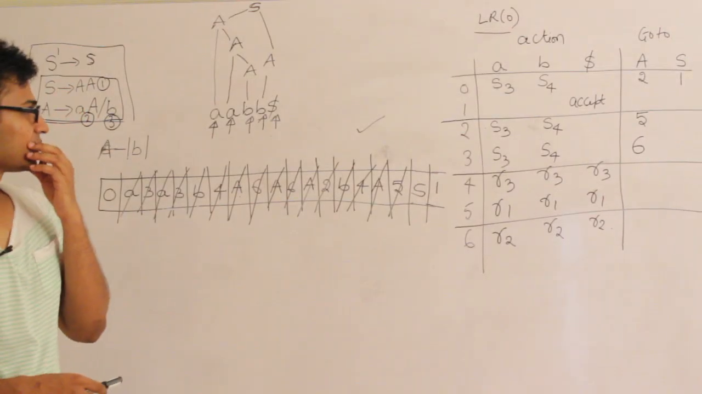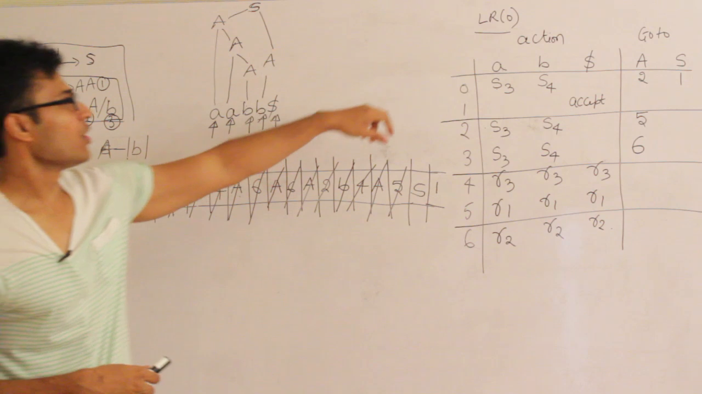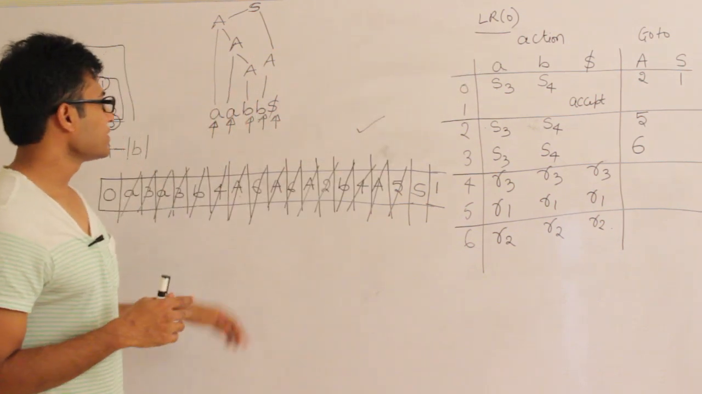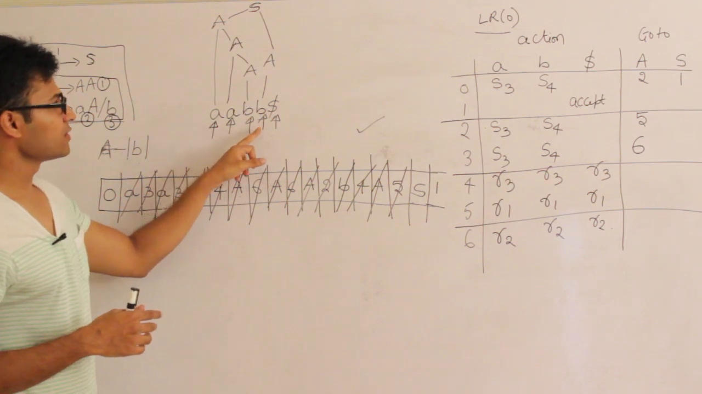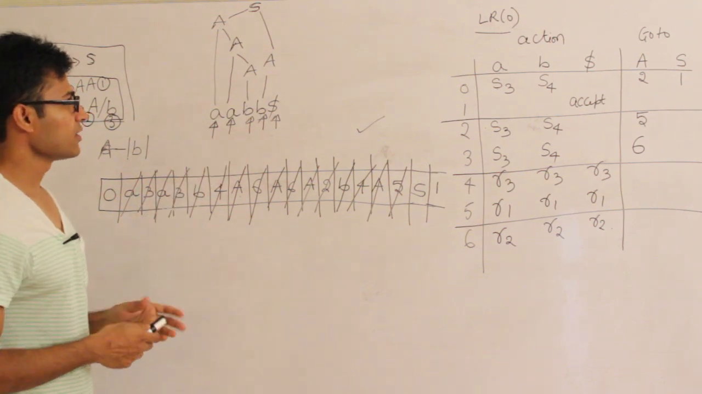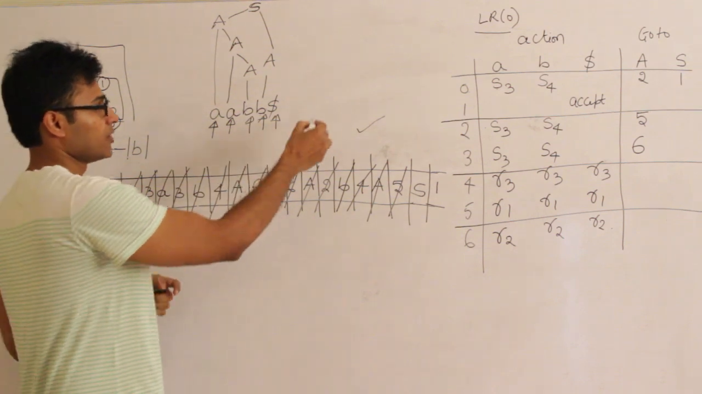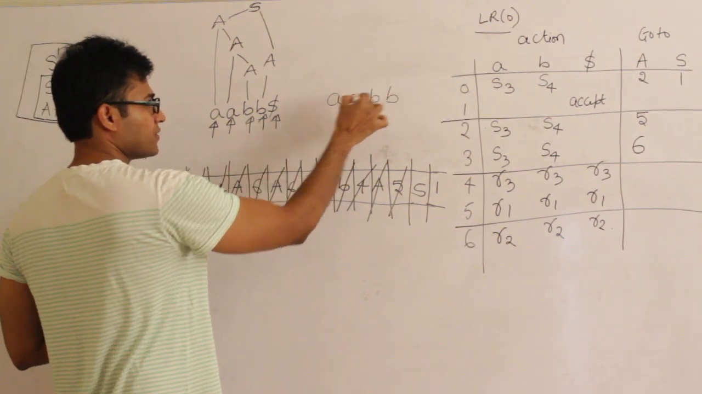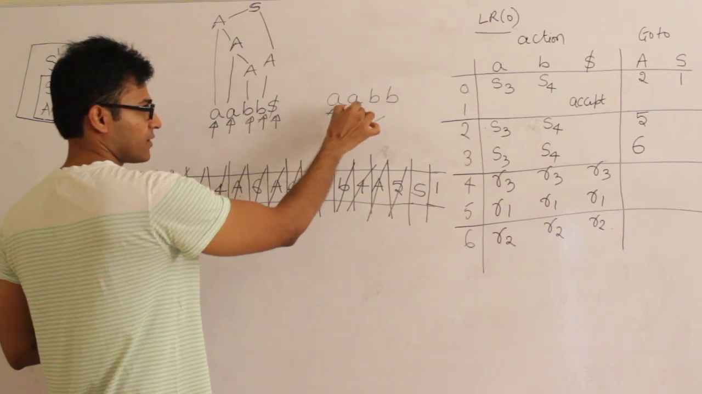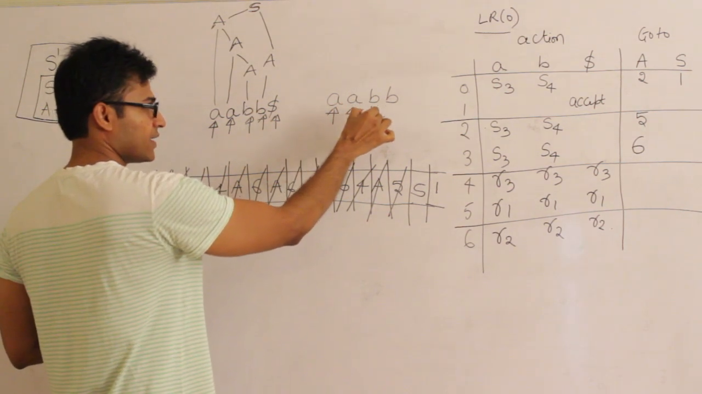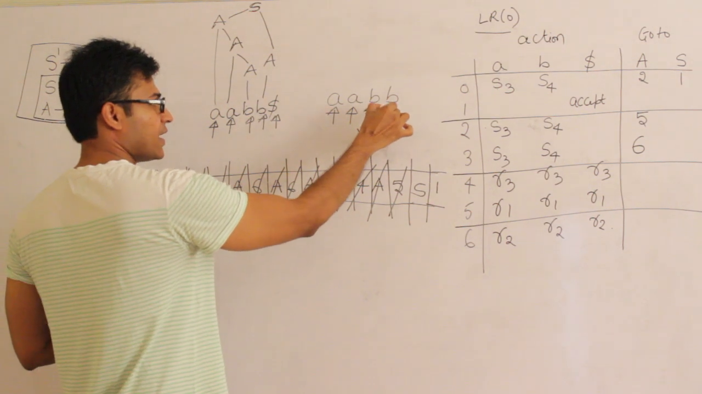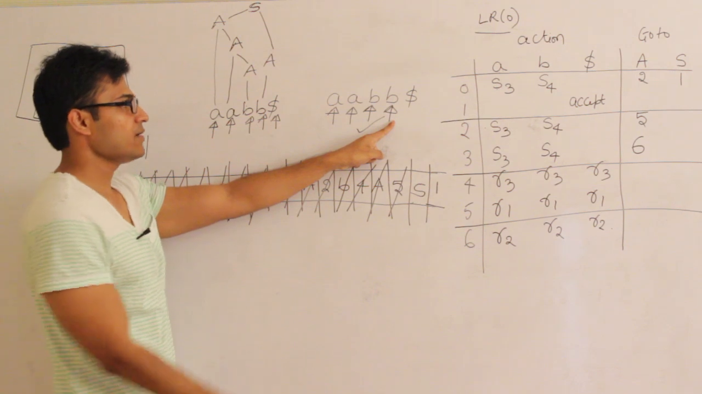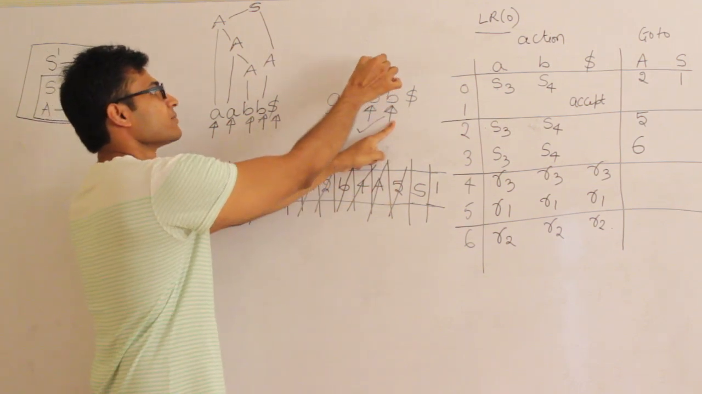Now let us examine why it is called LR0. What does 0 mean? We are having 0 look aheads. It doesn't mean that we are not looking at any symbol. Actually it means that when we are passing this input string, A, B, B, we have seen A, we pushed it on the stack. Next A, we pushed it onto the stack. Next B, we pushed it onto the stack. And next B, we are actually standing at this B and then we reduce this B to A.